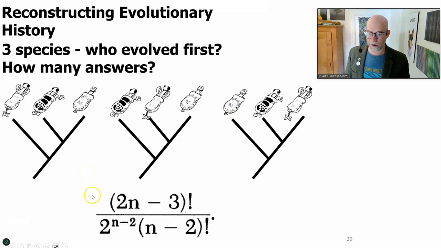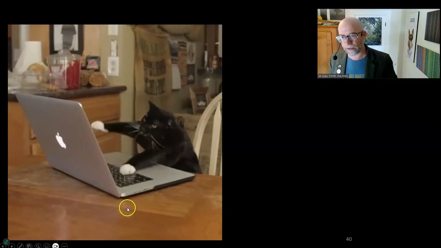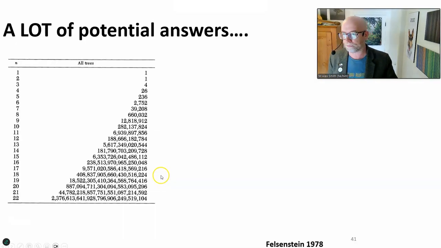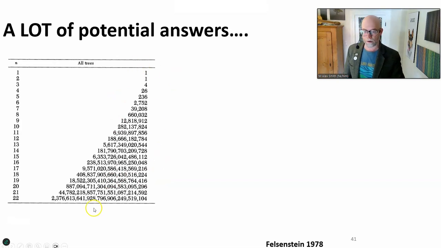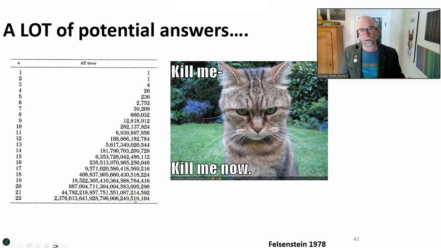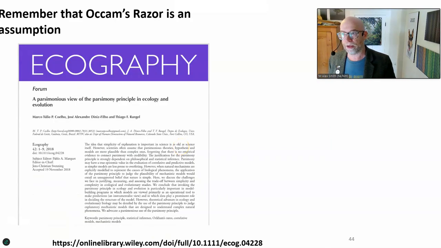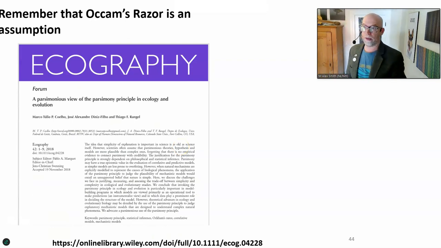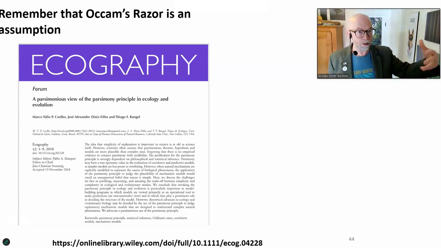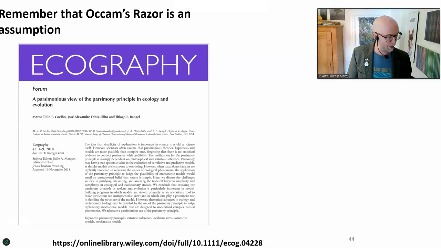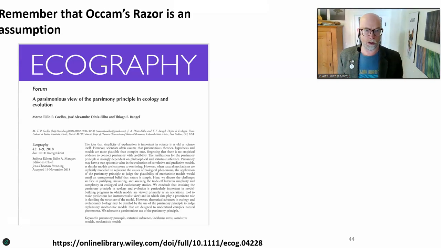who evolved first? How many answers are there? Many. This is the math to describe how many are possible. So if we increase the size of the tree, you can see there are a lot of potential answers. And so choosing between them, we have this rule of thumb, we use Occam's razor, keep calm and use Occam's razor, that the simplest explanation is the preferred one. But of course, remember that itself is an assumption, that it often leads us in the right direction, but there's no evolutionary rule or physical rule of the world to describe that this is always how evolution would take place. It's often how evolution takes place.